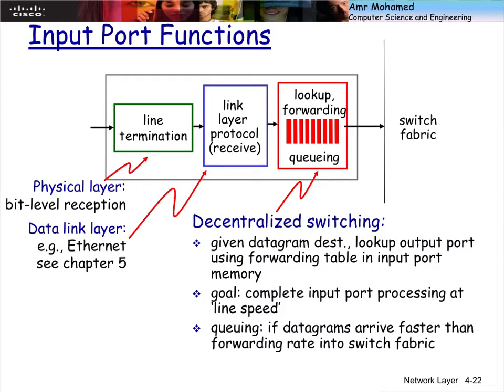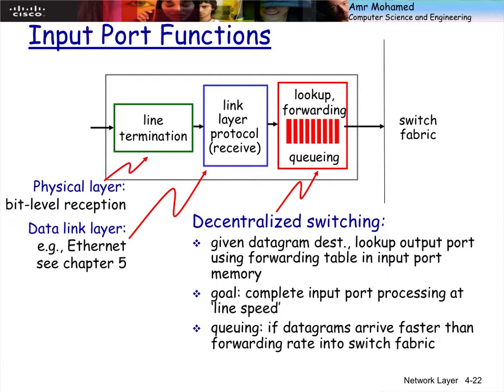So the input ports have 3 blocks which align perfectly with the 3 layers that we have, because as we know, the router has a physical layer, data link layer, and network layer, right? So these blocks correspond to each of the layers. Okay, so they align perfectly with the layers.